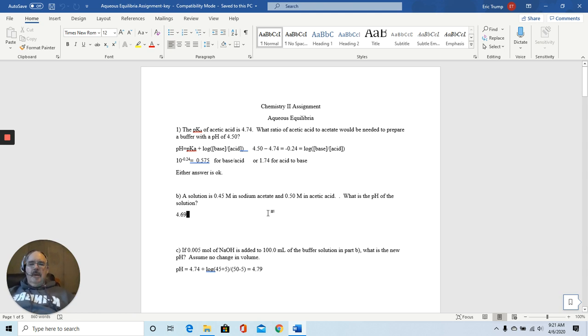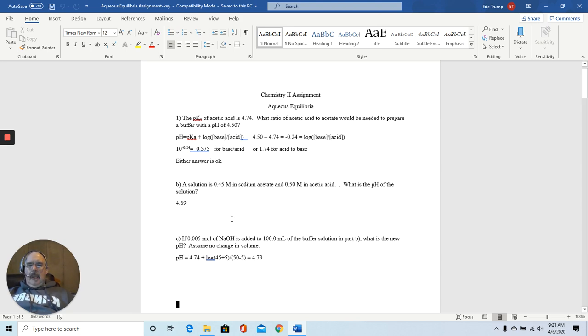This one you would also use the buffer equation. You'd substitute 0.45 for base, 0.5 for the acid, take the log of that, add it to the pKa, and you get 4.69. Okay, part C.